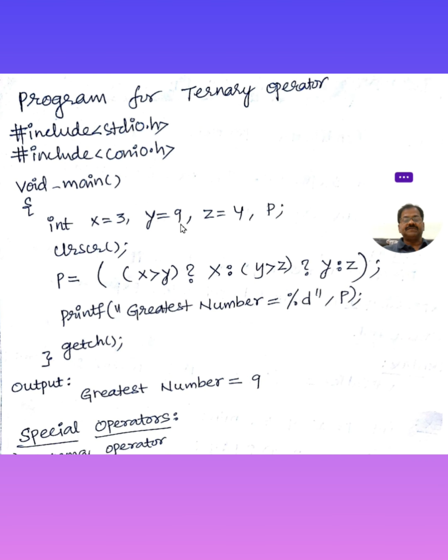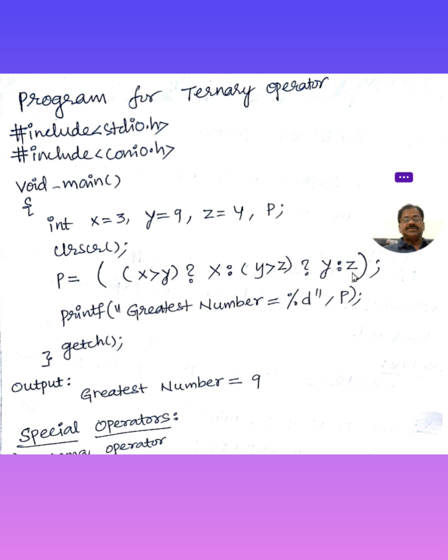For ternary operator, x is 3, y is 9, z is 4, p. X greater than y. If it is true, then x will be considered. If it is false, next expression will be considered. Okay. If it is considered, then if it is true, y will be considered. If it is false, z will be considered, like that.